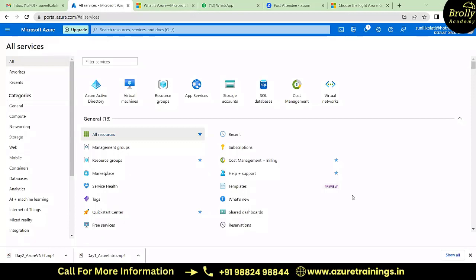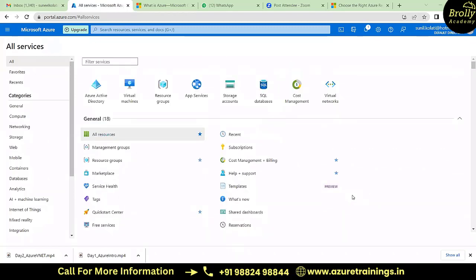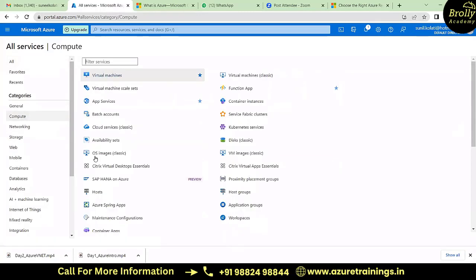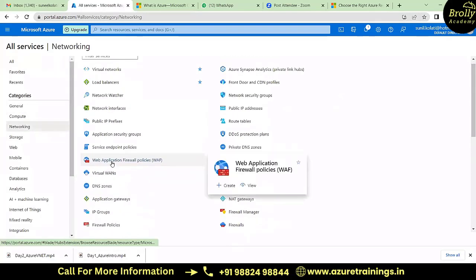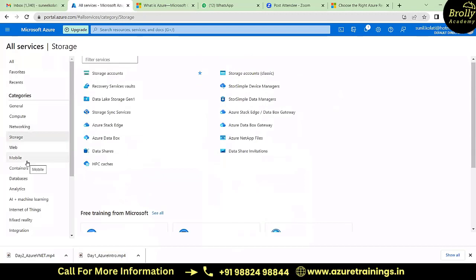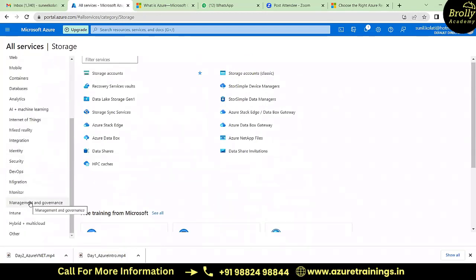Are you guys able to see my screen? Yes. So these are all the services. They have categorized services, like compute. In compute, you can find services related to compute. In networking, we can find services related to network, like storage, web, mobile, containers, databases. We can find all the services here.